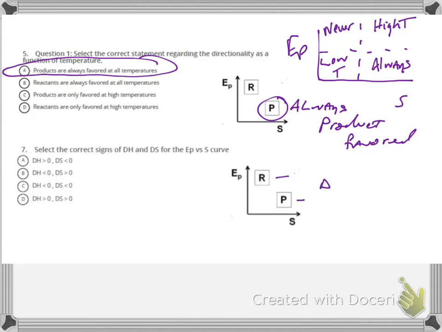Well, we see that R has higher potential energy than P. P has less. Anytime P has less of either potential energy or entropy, the sign is negative. So this is exothermic, delta H less than 0. But P has higher entropy, so delta S is greater than 0, so we would pick B.